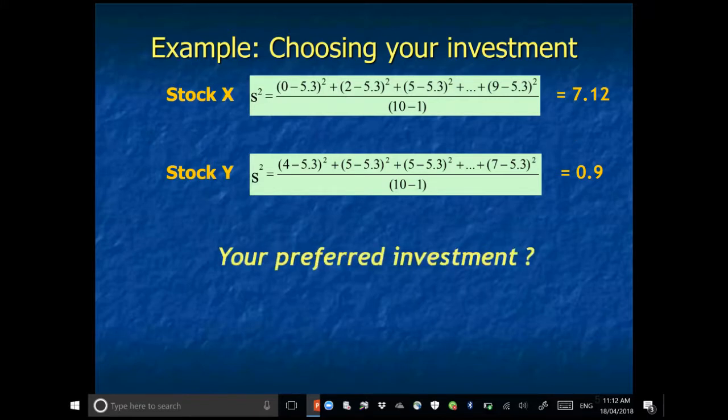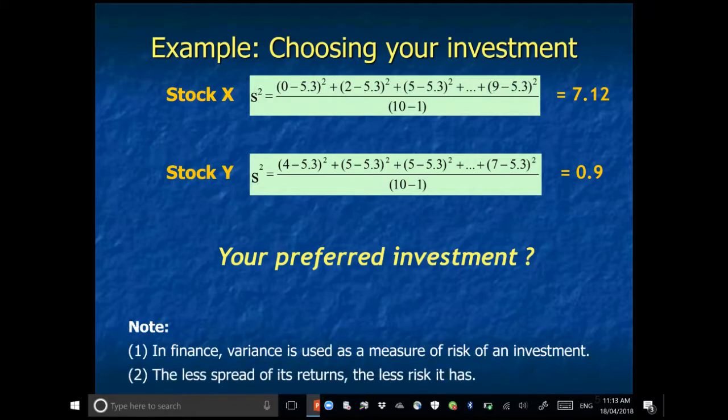And that gives us a sense of the risk. And you can see that stock X has a higher dispersion than stock Y, as we saw in the picture before. Then we can make a choice: given the average return is the same for stock X and stock Y, and the risk of stock X is pretty high compared to stock Y, a risk-averse investor may prefer stock Y over choosing stock X.